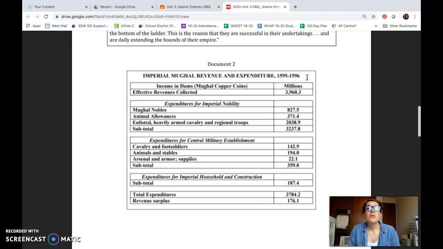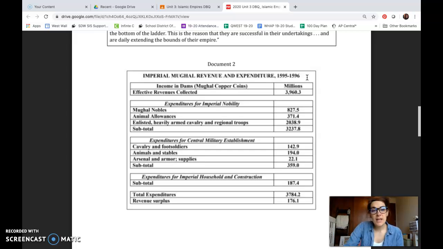Now this one usually throws people for a loop because they're like, I don't know what I'm supposed to be getting out of this. And so I would look at two things. I would look and see how much money are they getting through taxes or through revenue. And then the second thing being, what are they spending their money on? You can tell a lot about an empire during this time as well as modern day of what do they see as important based on what are they spending a good majority of their money on.